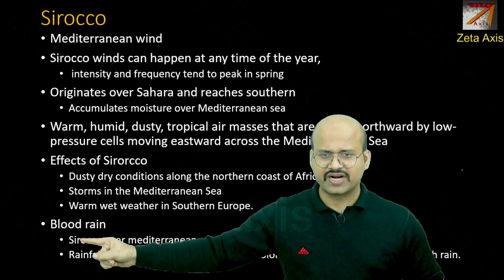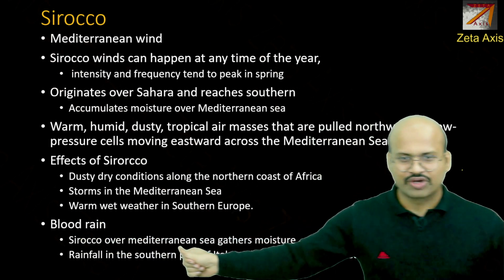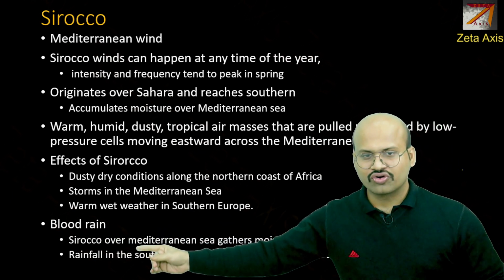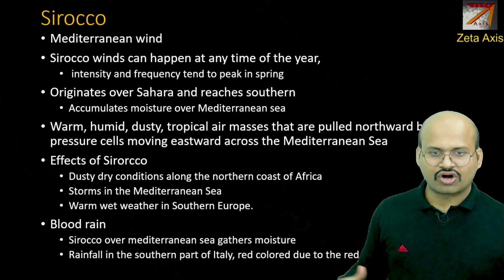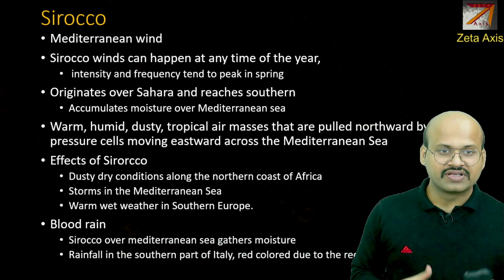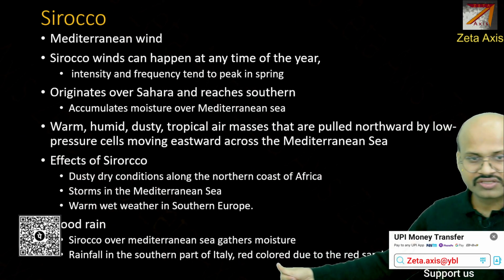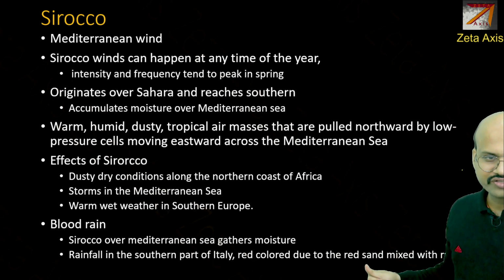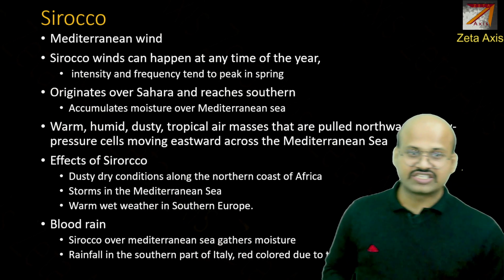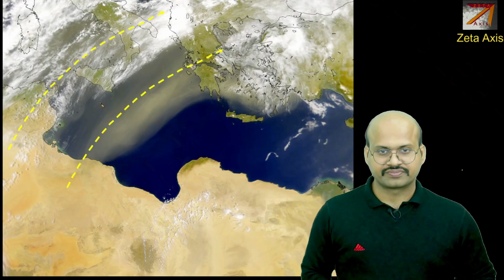It also causes blood rain. This blood rain occurs because the Sirocco carries a lot of moisture along with a lot of dust from the Sahara Desert. So as it reaches Italy, it will cause red colored rainfall because it is mixed with red sand, and this is what is called blood rain.